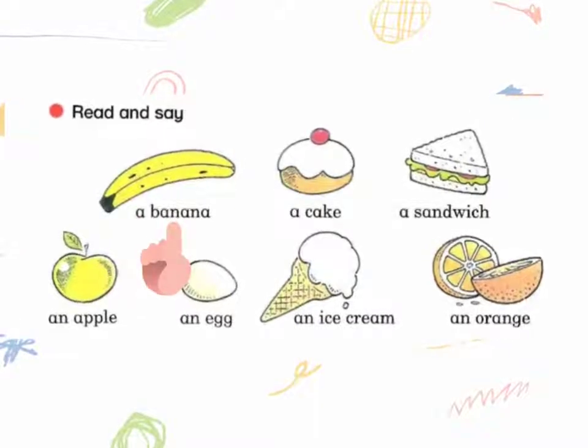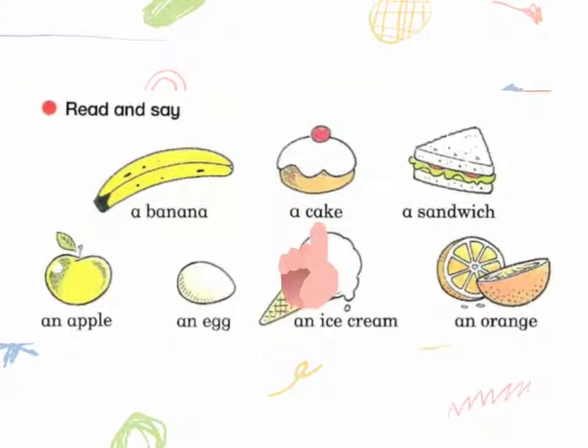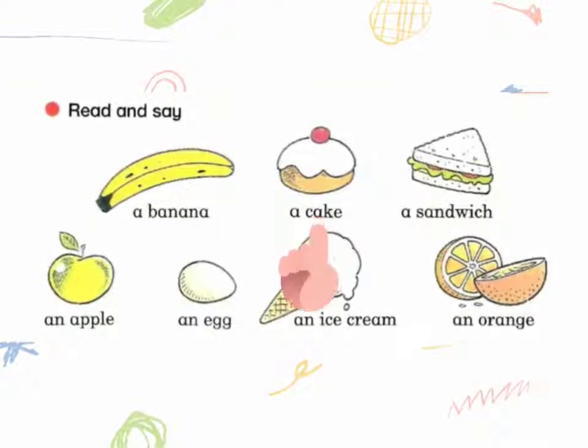A banana, a banana. A cake, a cake. A sandwich, a sandwich. An apple, an apple. An egg, an egg. An ice cream, an ice cream. An orange, an orange.